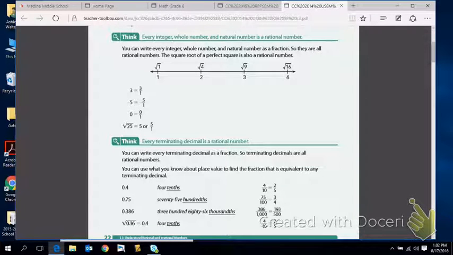For instance, 3 is a fraction if you put it over 1, such as 3 over 1. Negative 5, which is an integer, is negative 5 over 1. 0 is 0 over 1. And the square root of 25 is a perfect square where its answer is a whole number, such as 5, which is written as a fraction as 5 over 1.